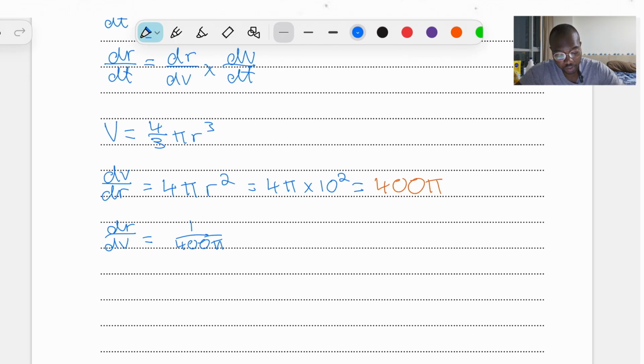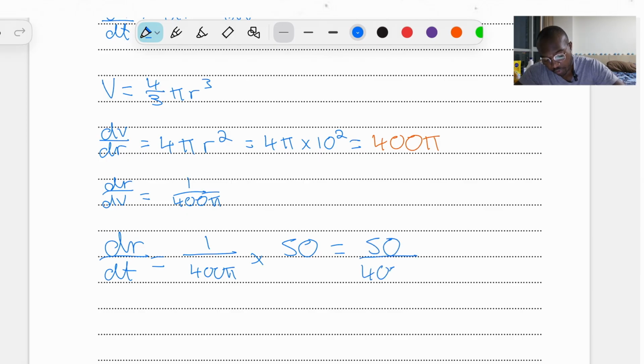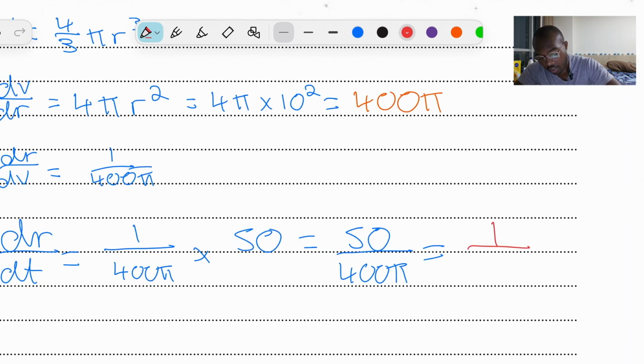It's 50. So if we work this out now, we have dr/dt equal to dr/dV, which is 1 over 400π, times dV/dt, which was just 50. Therefore, we get 50 over 400π, which simplifies down to 1 over 8π.